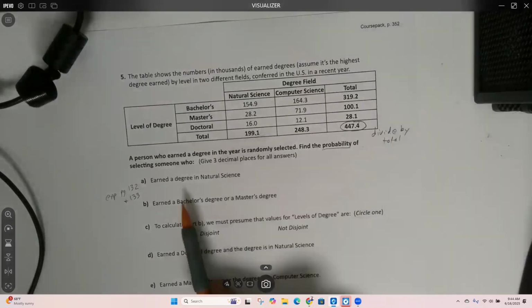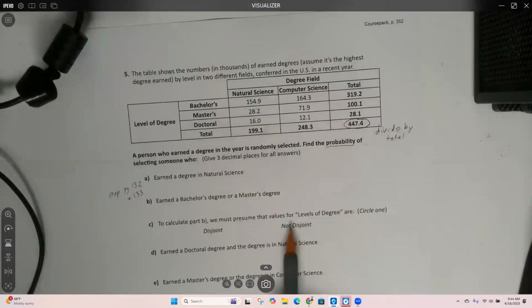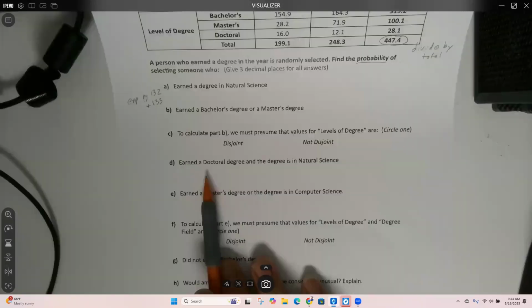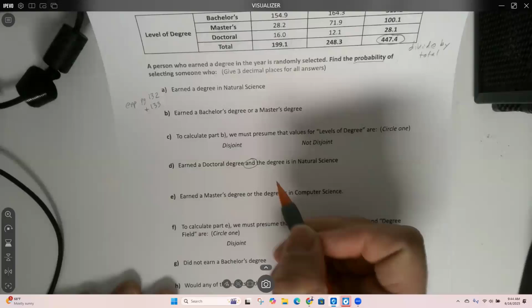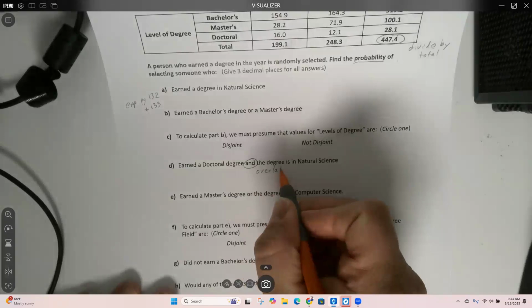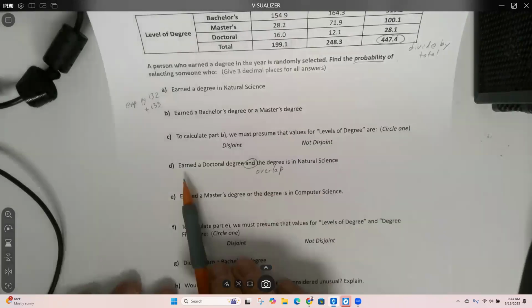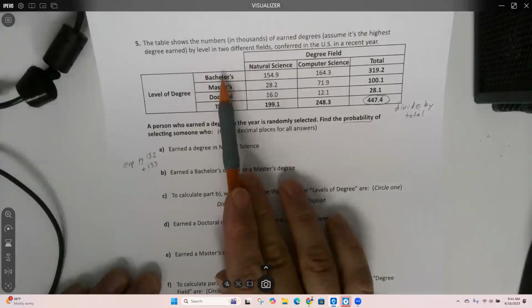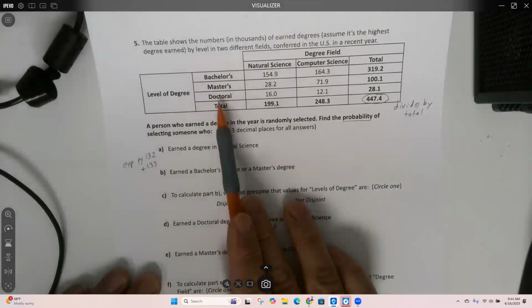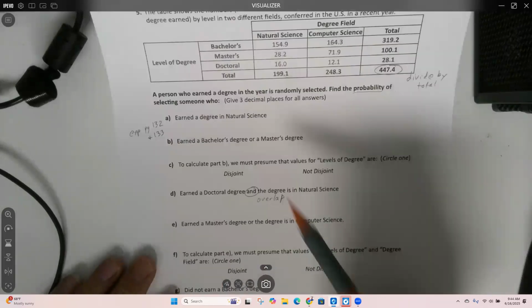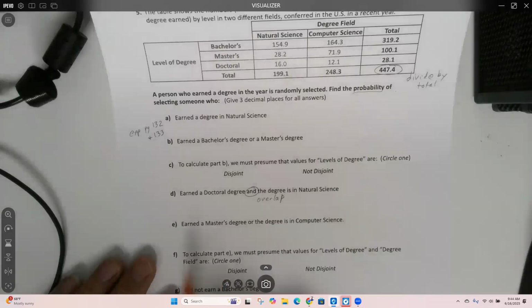Science degree, disjoint, not disjoint. We talked about that. Disjoint means that they cannot happen at the same time. Earned a doctoral degree, and so this is overlap. This is asking where they overlap. In other words, I have my table here where I have my rows of bachelor's, master's, doctorate, and natural science, computer science. This is asking where those two things overlap, okay?